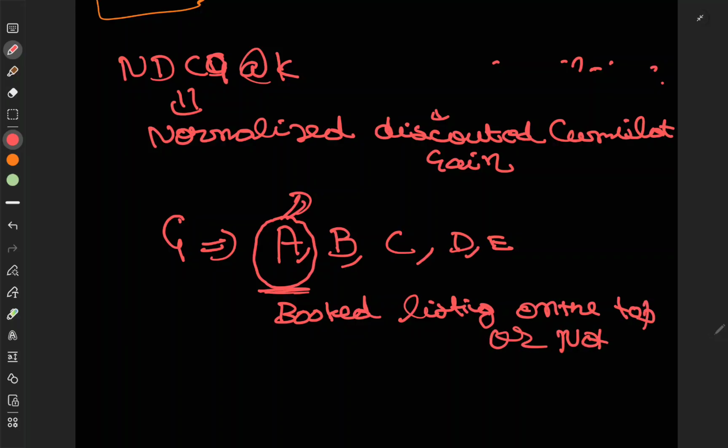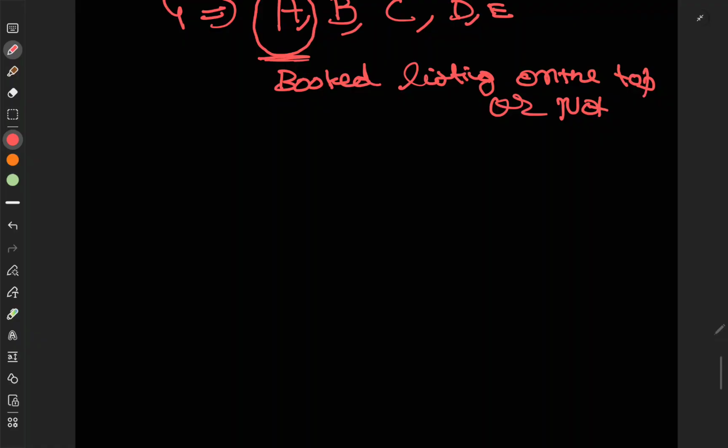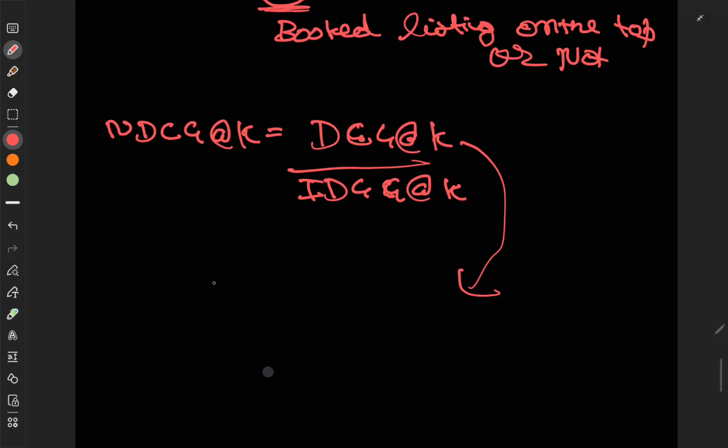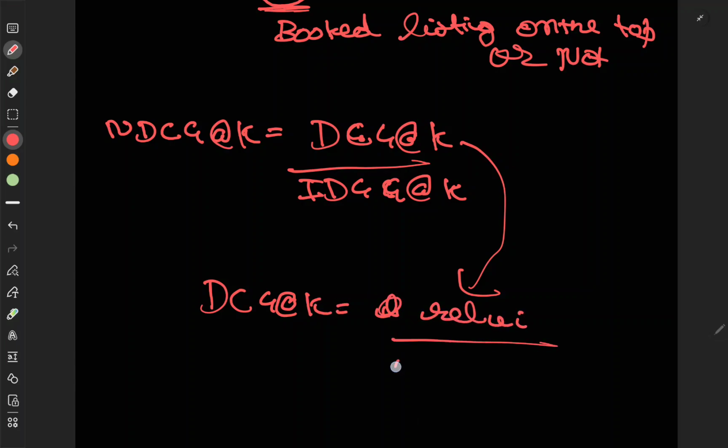Now, how do we do that? This is a very simple formula. NDCG at k is equal to DCG at k divided by IDCG at k. Now what does this mean? This DCG at k is calculated as the summation of relevance of i divided by log base 2 of (i plus 1), for i going from 1 to k.